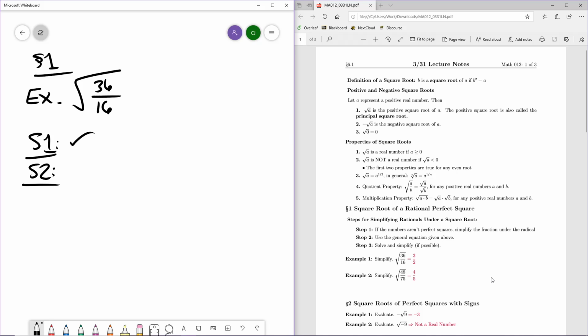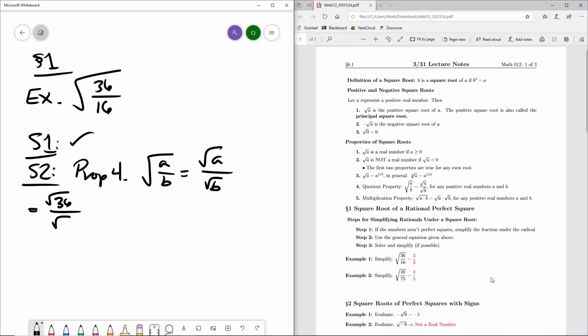Step 2 says use the general equation given above. I should have been a little more specific. We're going to use property 4, which is the quotient property, and the quotient property states that the square root of a over b is equal to the square root of a over the square root of b, as long as a and b are positive real numbers. So for step 2, let's do that. The square root of 36 over 16 is equal to the square root of 36 over the square root of 16. That was step 2.